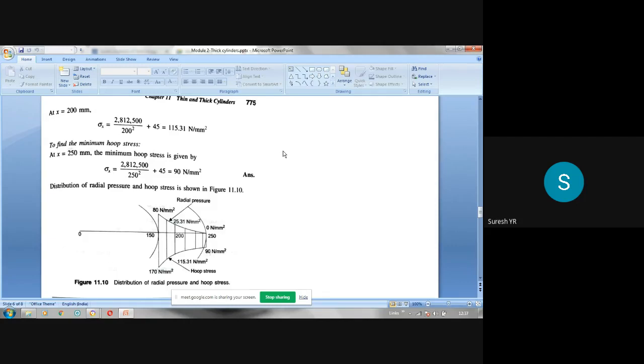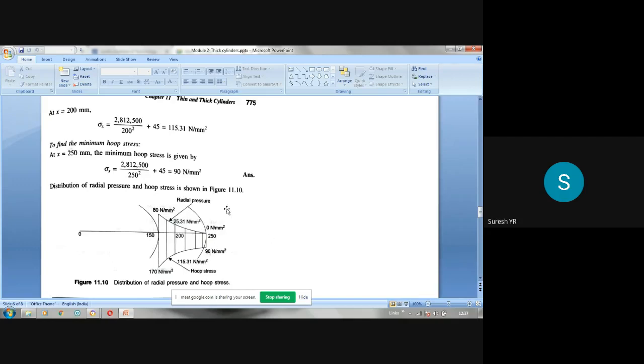Another thing is, maximum values of both Px and sigma x occur at the inner radius, and minimum value occurs at the outer radius. That means stress value goes on decreasing, which is not there in the case of thin cylinder. In the case of thin cylinder, we are going to take this stress the same. The stress becomes constant from this end to this end because the thickness is very small. Here the thickness is more than 1/10 of the internal diameter. So that is why there will be variation of radial pressure as well as hoop stress.